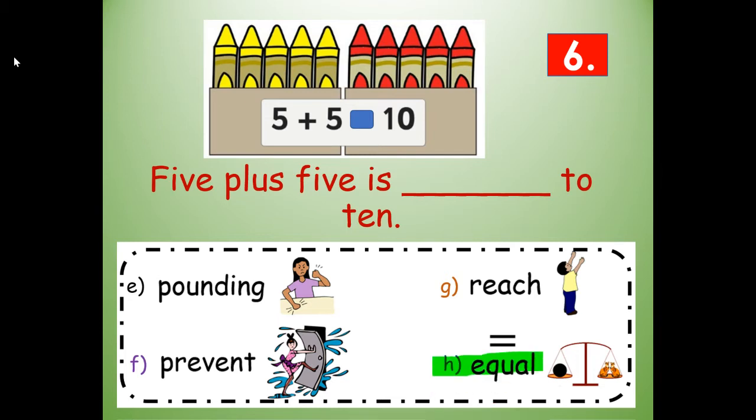Equal, E-Q-U-A-L. 5 plus 5 is equal to 10. They are the same. 5 and 5 is 10, and 10 is 10. Equal.